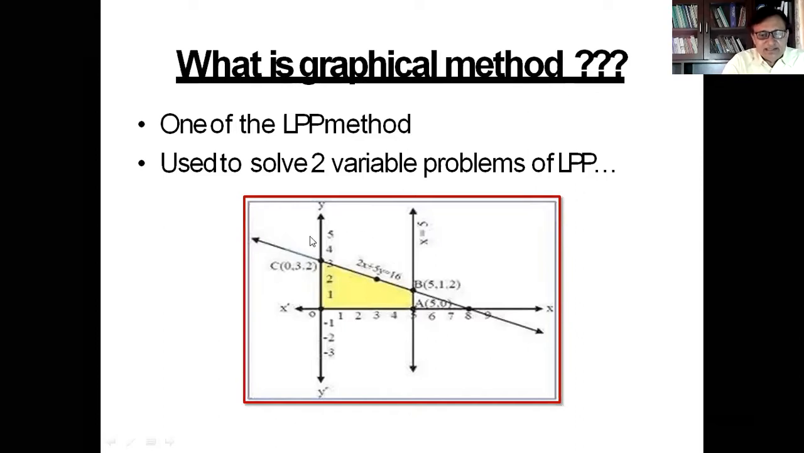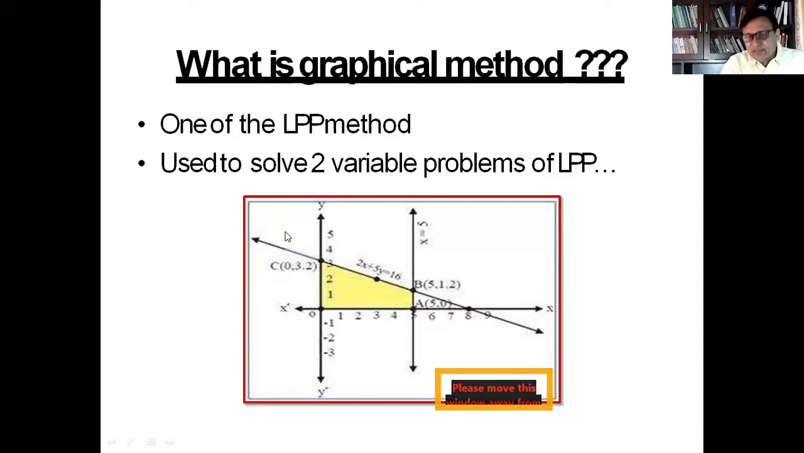As you can see in the picture in the graph, there are two axes, x-axis and y-axis, and equations are plotted on the graph, and the common region is found, because in constraints we have already seen that some constraints may be greater than or equal to type, some may be less than or equal to type. If the constraint is less than or equal to type, then the portion below the line of that equation will be feasible. If it is greater than or equal to type, the portion above the line will be the feasible region.